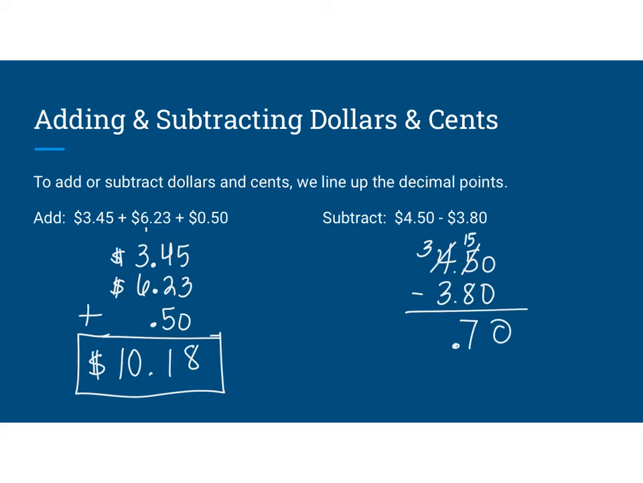You have a couple different ways you can write your answer when you're talking about cents. You can either do a dollar sign and a 0 with a decimal and 70, or you can tell me 70 cents. Either one of these would be perfectly fine.